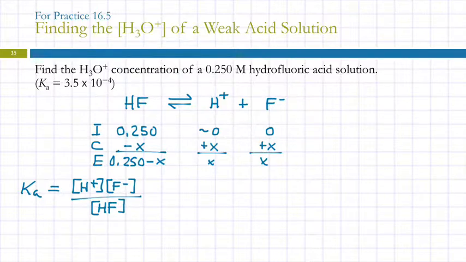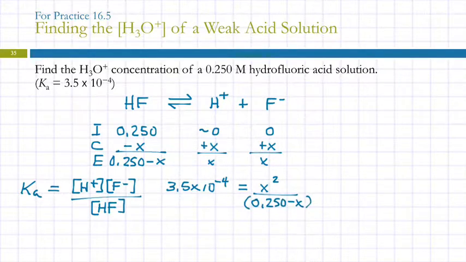So we know what the Ka is, 3.5 times 10 to the minus 4. And so that will equal the equilibrium hydrogen ion concentration, which we're saying is X. So that's X times the fluoride ion concentration, which is X. So let's just call that X squared, divided by the HF concentration at equilibrium, which is 0.250 minus X. So you can plug that into a solver.